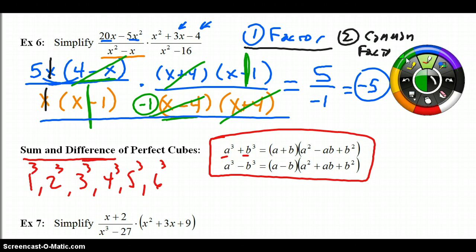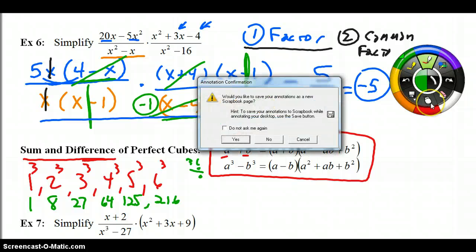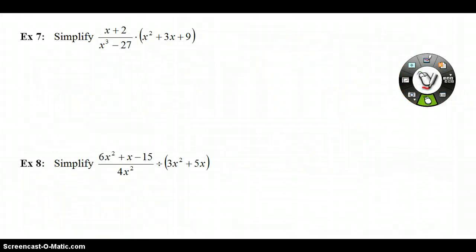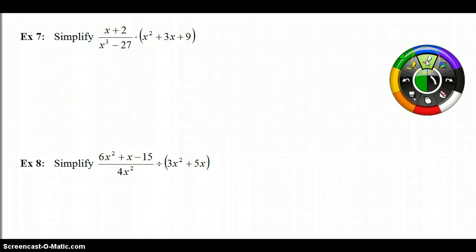You'll want to recognize these numbers: 1, 8, 27, 64, 125, and 6 cubed is 216. Any of these numbers, we're going to use the factoring of cubes, and I'll show you how to do that in just a second. So if we have a difference of perfect cubes, we'll use the same basic 2 steps, factor and simplify.